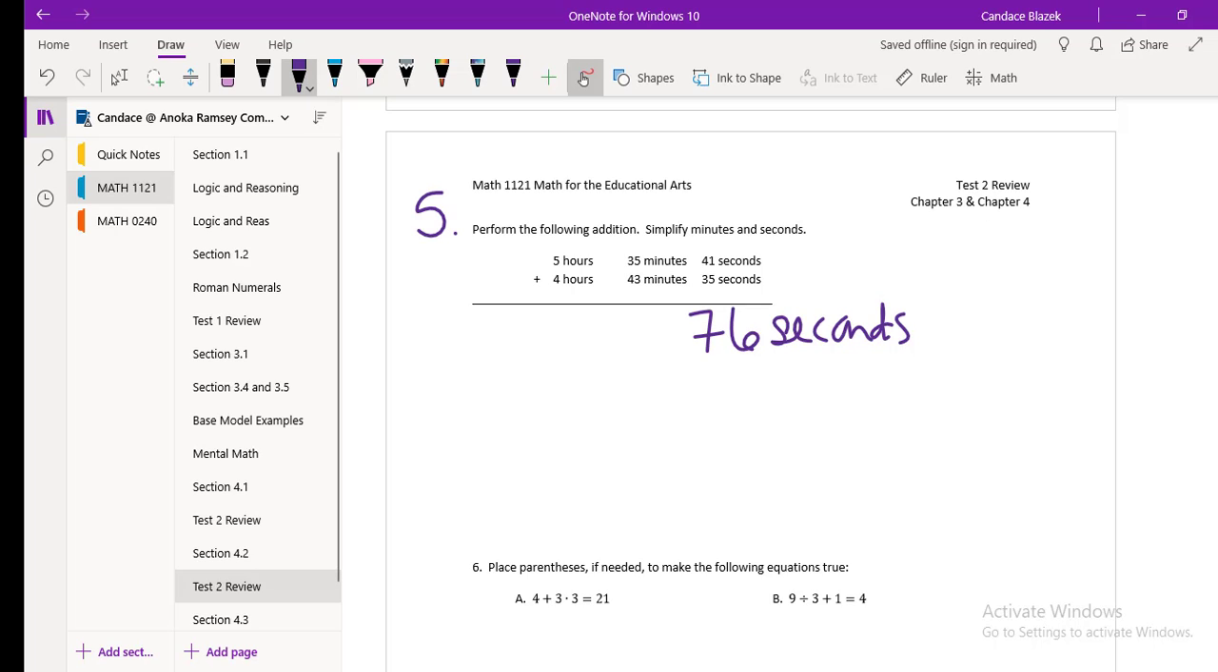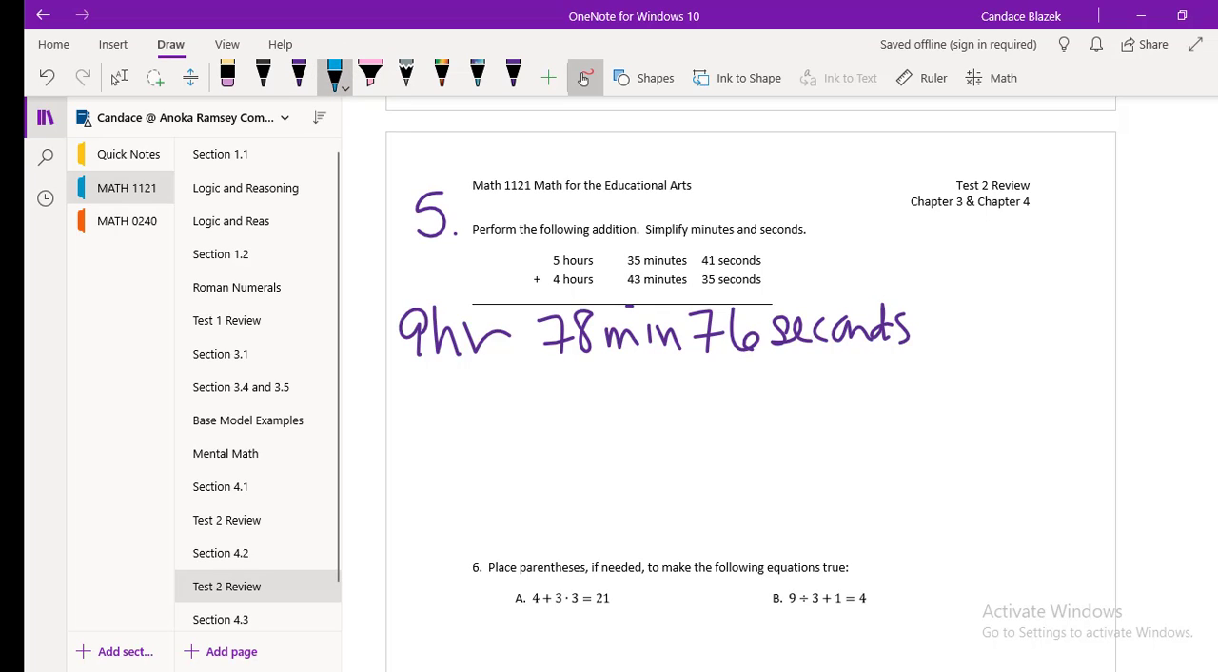For minutes, we have 35 minutes plus 43 minutes, which gives us 78 minutes. Again, we will regroup, but let's go ahead and look at hours. And for hours, we have 9 hours. Okay, now we don't talk like this. We don't say 78 minutes and 76 seconds. What we're going to do is we're going to regroup.